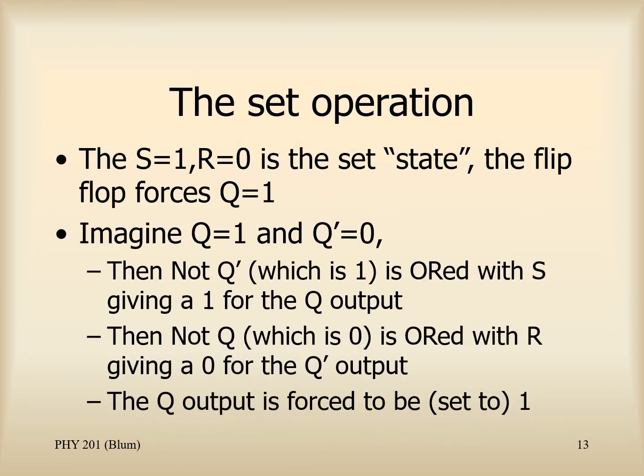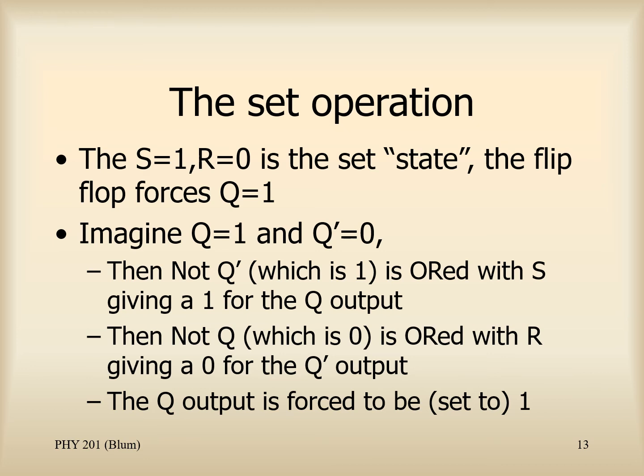It will stay there. As we've just argued, if S is 1 and R is 0 and Q is 1 and Q prime is 0, it's happy in that state. So if we had a 1 in the flip-flop and we go into the set state, it's just happy to remain in that state with Q 1 and Q prime 0.